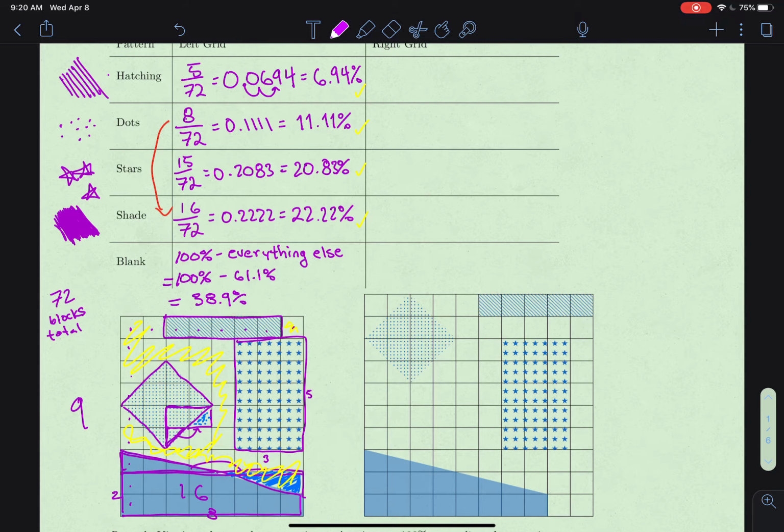So now let's move over to the right. And the right, same strategy. We need to figure out how many total squares there are, so we know what the whole is being represented by. 1, 2, 3, 4, 5, 6, 7, 8, 9, 10. So it's a 10 by 10 grid, so there's 100 blocks total. And what we'll find is when the total is already 100, calculating percents is super easy.